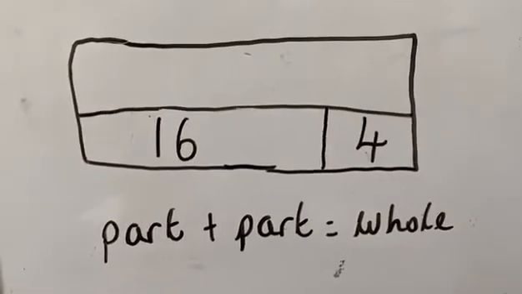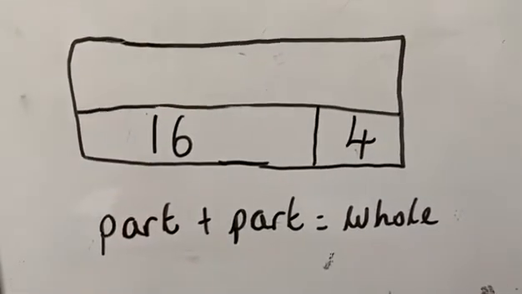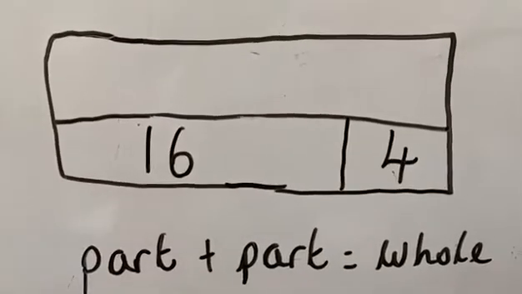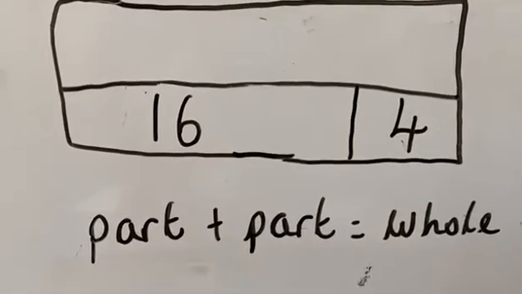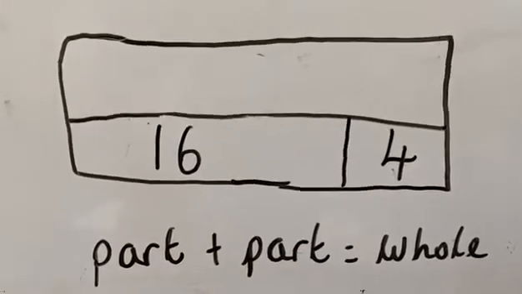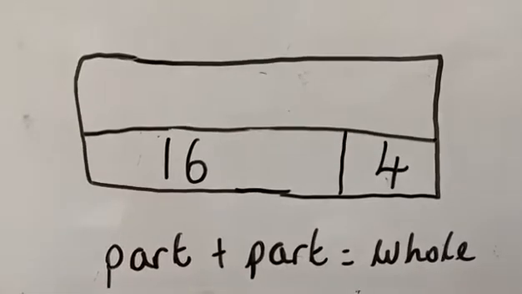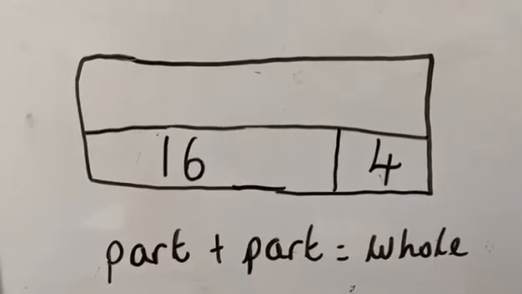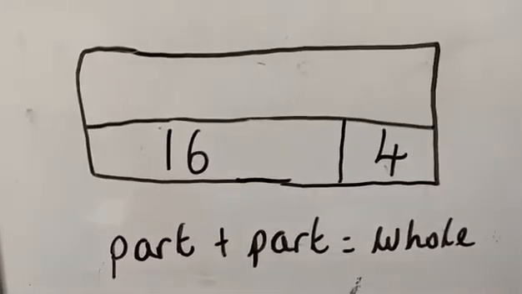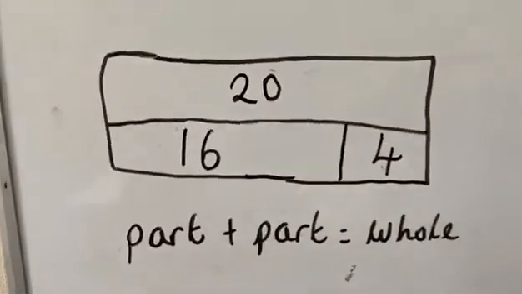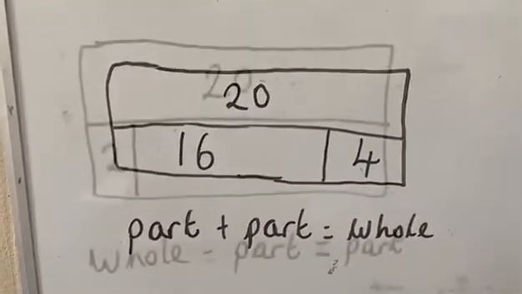Now to work out the remaining part of this bar model, I need to work out the whole because that's the part that is missing. Now I know that part plus part equals whole, and I can see my parts here. I've got 16 and 4, and using my knowledge of number bonds to 20, I know that makes 20. So my whole is 20. 16 plus 4 makes 20.